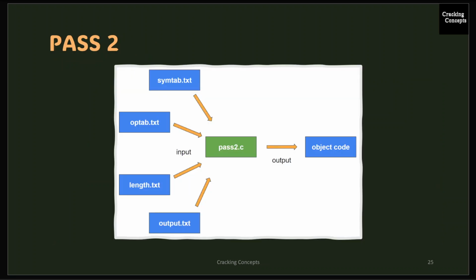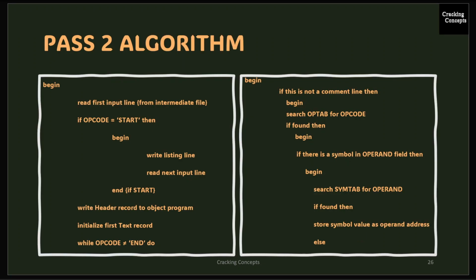Next, we look into pass 2 as explained before. Symtab, optab, length and output, which is the intermediate file, will go as input to the program for pass 2. And finally, the object code is generated. This is the algorithm. As in the previous case, each input line will be taken and it checks whether the opcode is a start. Then if it's a start, no assembling is needed, so the line will be directly written to the listing file and the next input line will be read in. After the first line is completed, it will start writing the header record to the object program.